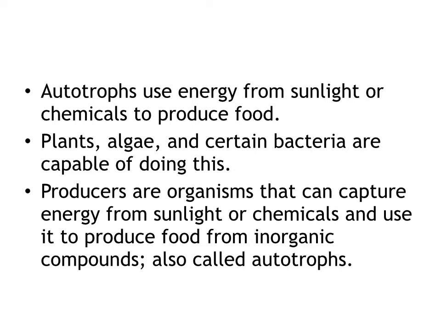Plants, algae, and bacteria are capable of doing this. So plants use photosynthesis, where they take the sun's energy and they're able to create carbohydrates, which we in turn eat, but they can use themselves. Producers are organisms that can capture energy from sunlight or chemicals and use them to produce food from inorganic compounds, also called autotrophs. So producer, autotroph are both interchangeable there.